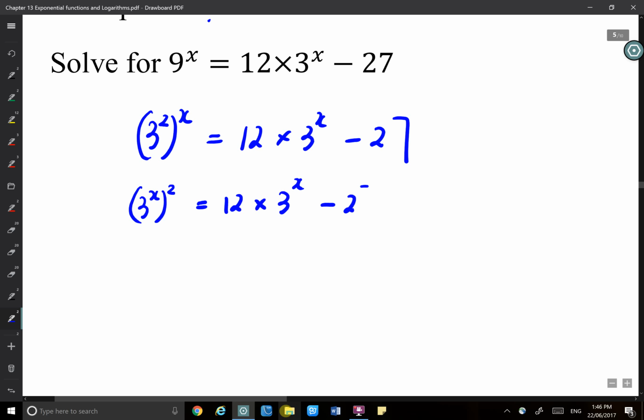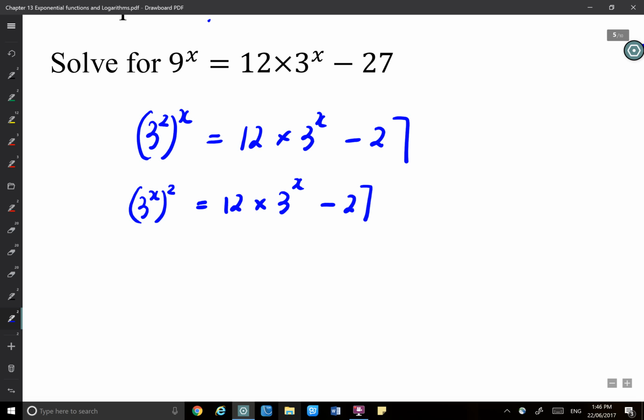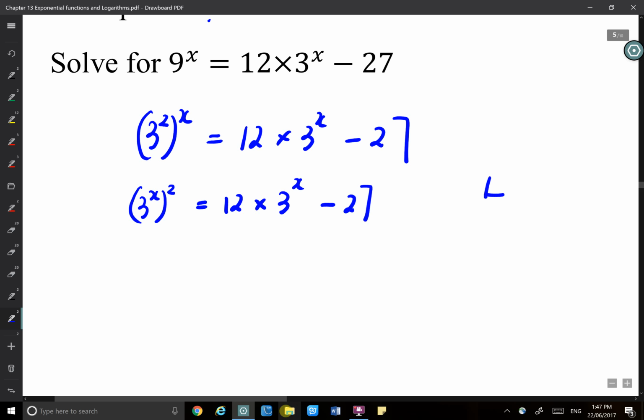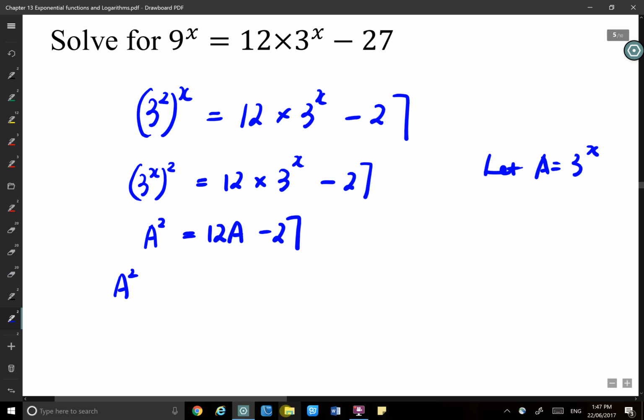And now I only have 3 to the power of x in this equation. I don't have 9 to the power of x now. I only have 3 to the power of x. Then I will say let a equal 3 to the power of x. Then that will become a squared equals 12a minus 27. That is a squared minus 12a plus 27 equals 0.